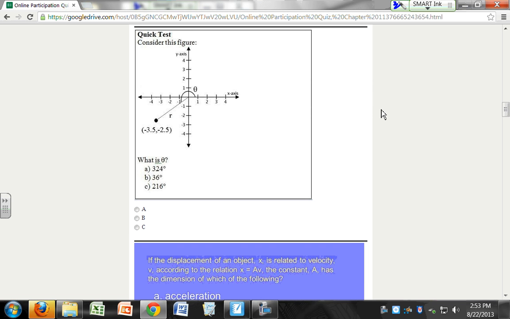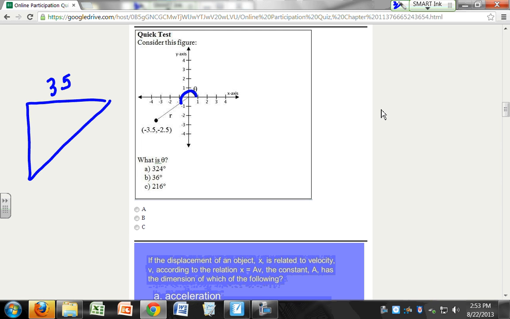Now I want to know what is the angle theta. Look at the figure carefully because I want to know what is this angle theta. I'm going to blow up this triangle again. This side is 3.5. This side is 2.5. First, I'm going to find this angle. I'll call it phi. We'll do the tangent of the angle phi is equal to opposite over adjacent. Remember TOA, 2.5 over 3.5.